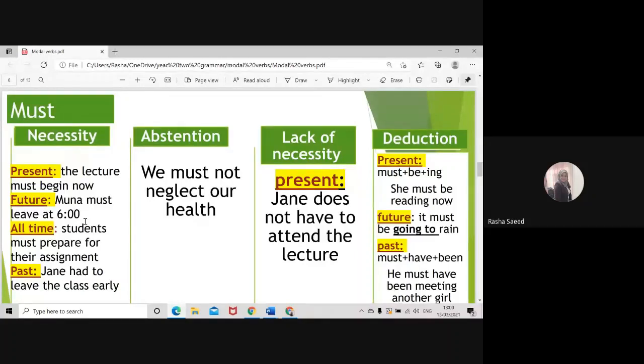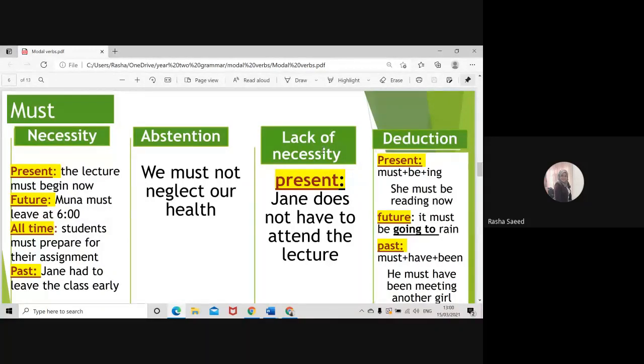Okay, all time necessity: students must prepare for their assignment. It's a general fact, just like a general fact. Like we say, we must stay indoors when it is raining. It's a necessity which is all the time. It's not about the present moment. It's about a general fact. We must use warm water in winter. Fine. When we talk about necessity in the past, you don't need a modal verb. Just they had to leave the class early.